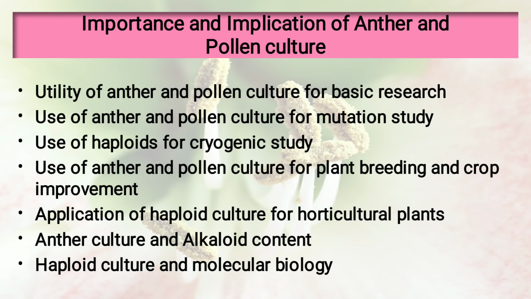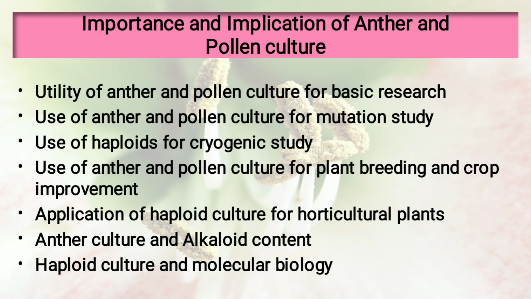Then the next one is the application of haploid culture for horticultural plants. In some plants of horticultural importance, the haploid culture is highly significant. Freesia, a horticulturally important plant, propagates vegetatively by means of underground corms. Normally, it takes 8 to 10 years to produce a clone, which is too long for commercial purposes. But in this case, anther culture can be successfully used to obtain a clone very quickly.